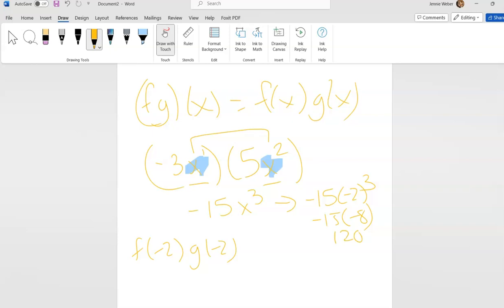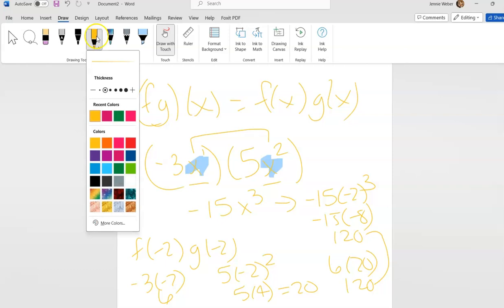Same thing here. I'm going to put negative 2 into f, so this is negative 3 times negative 2, which gives me a positive 6. And then here, g is going to be 5 times negative 2 squared, which is 5 times 4, which is 20. So then I would have 6 times 20, which is also 120.